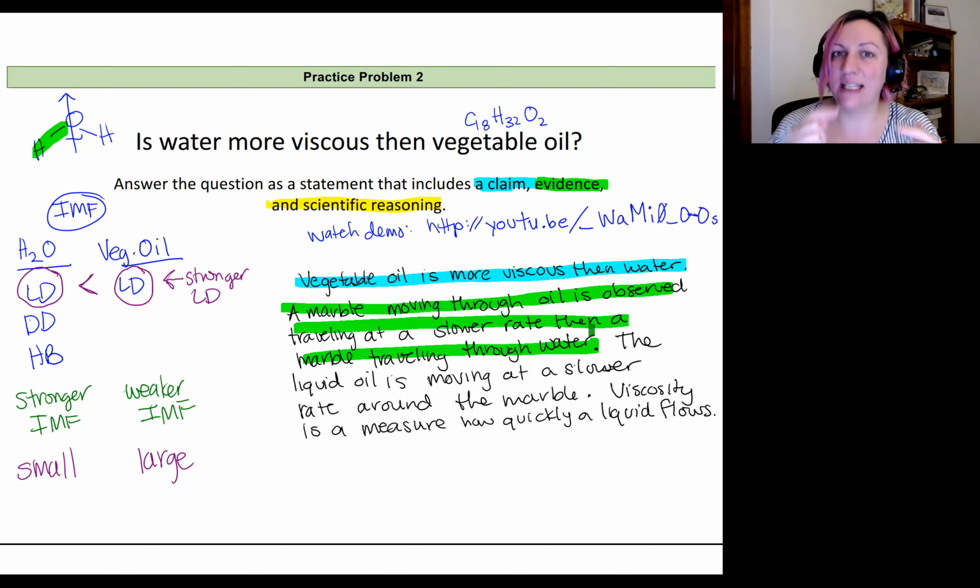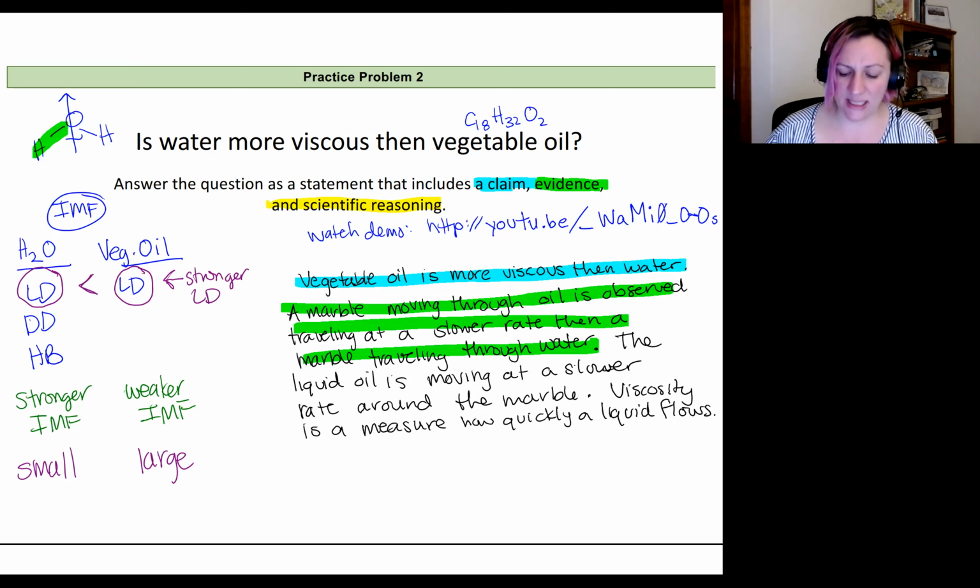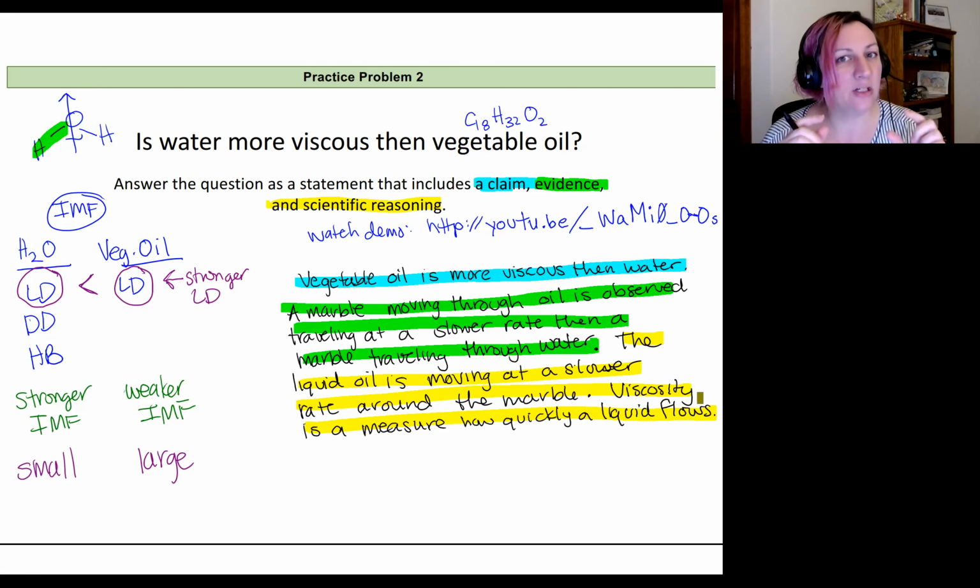But I still have to link those together. Why does a slow marble tell me anything about the viscosity of oil? The next sentence is doing that. The liquid oil is moving at a slower rate around the marble, and viscosity is a measure of how quickly that liquid flows. So that flow rate is the definition of viscosity. And that can be my scientific reasoning, which feels really obvious because it's just the definition of viscosity. And sometimes that's what your scientific reasoning is.